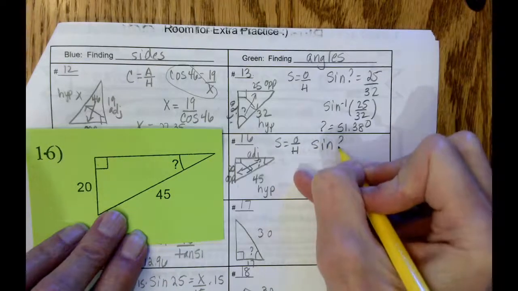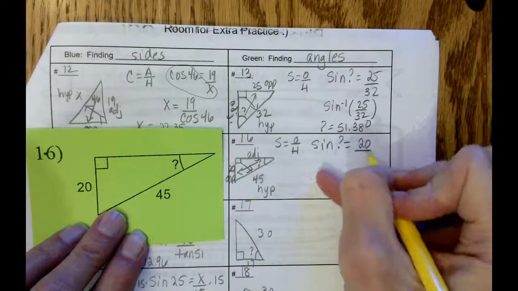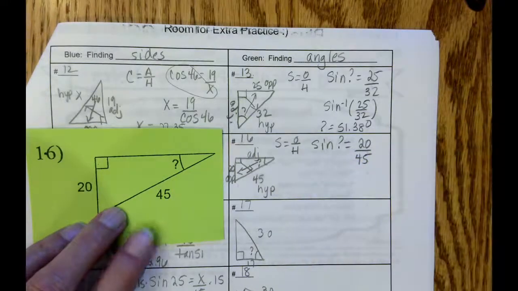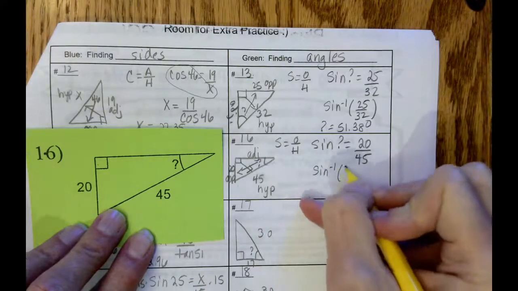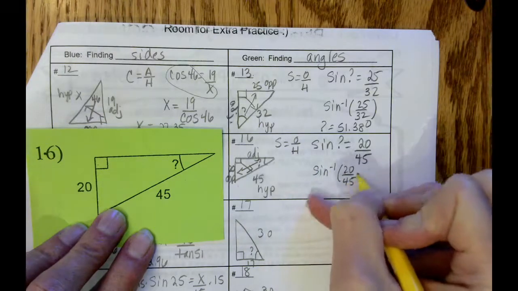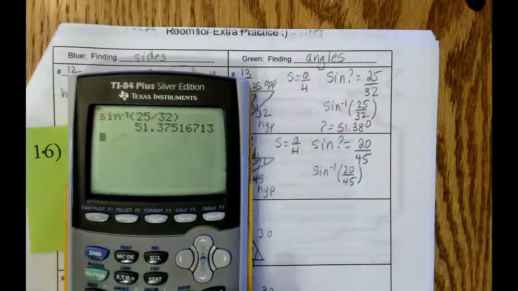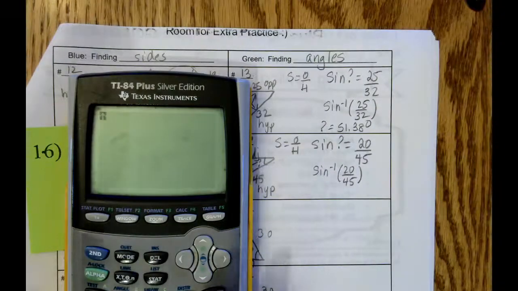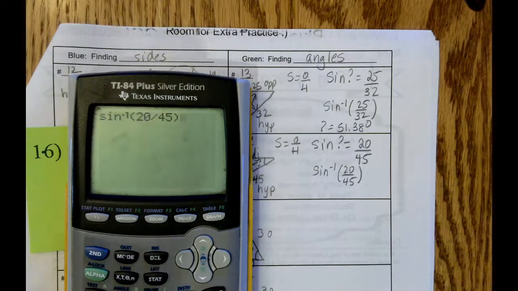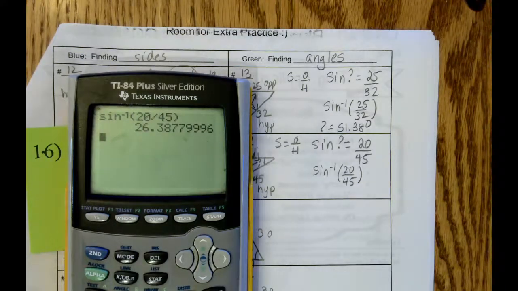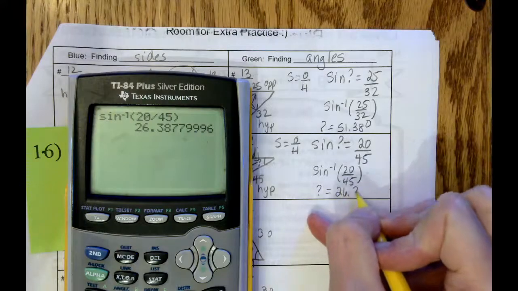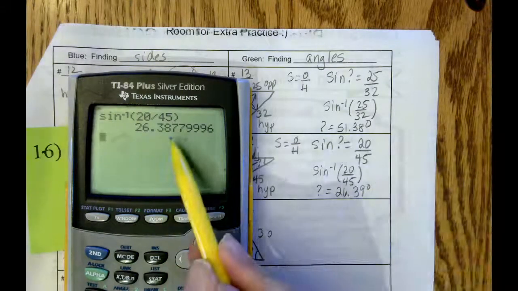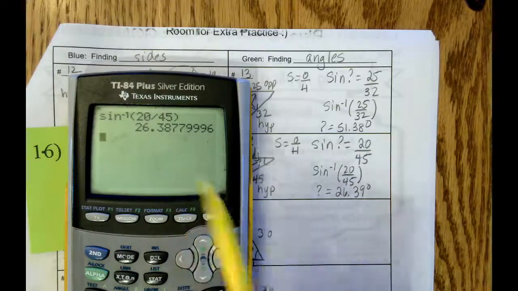So sine of question mark equals 20 divided by 45. If we write it using what we need for Desmos or the calculator, the inverse function helps us find what we need. So sine to the negative 1 of 20 divided by 45. And we get 26.387, so we're going to say that our angle is 26.39 degrees. 7 is 5 or higher, so we have to round that 8 up to a 9.